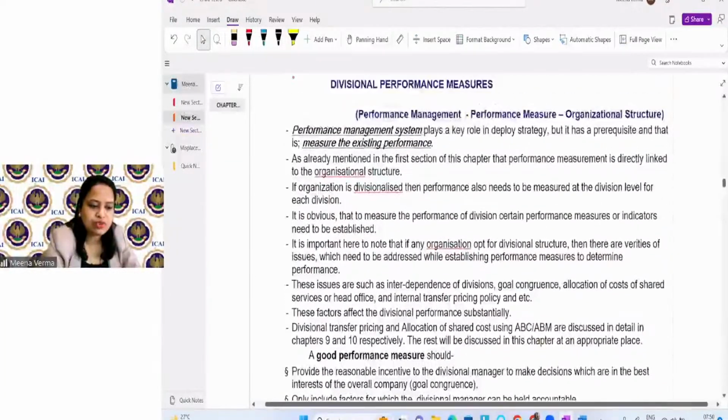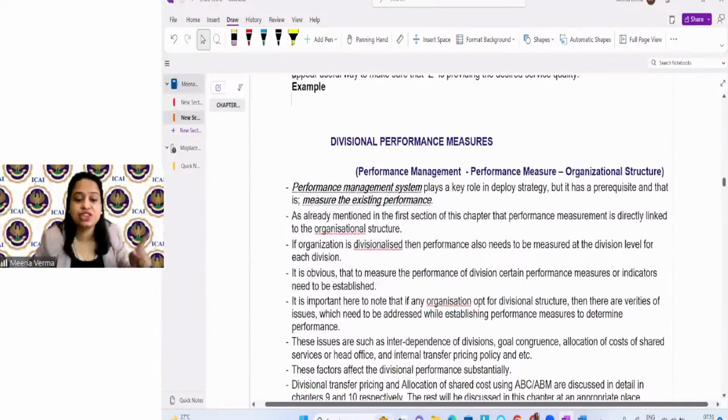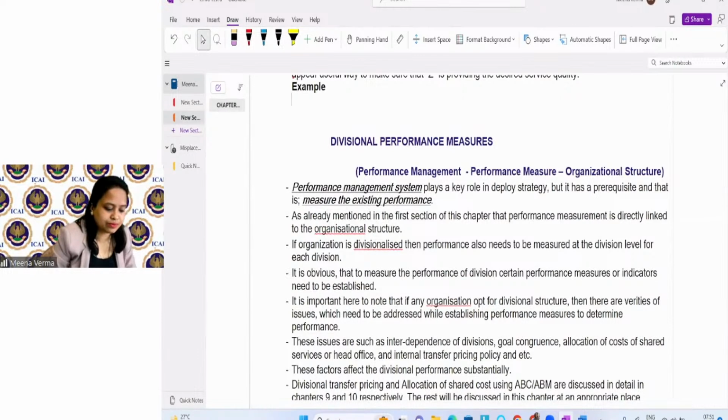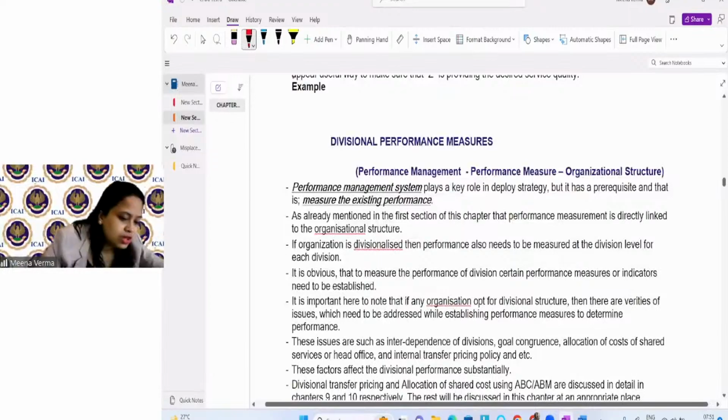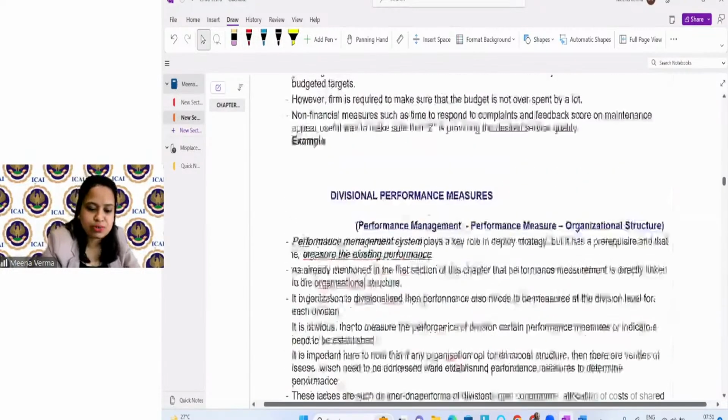So now if you will see, when you want to measure the performance, I told you about it. Measuring the performance means measuring the result. Now see, different managers are responsible for different things in the company. Different managers have different responsibilities in the company.